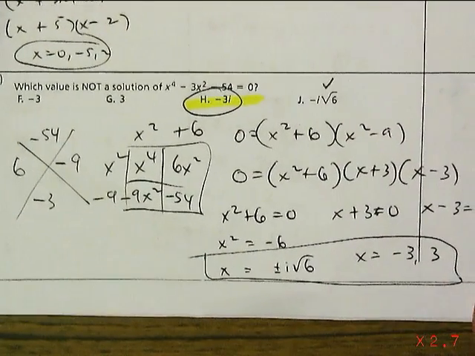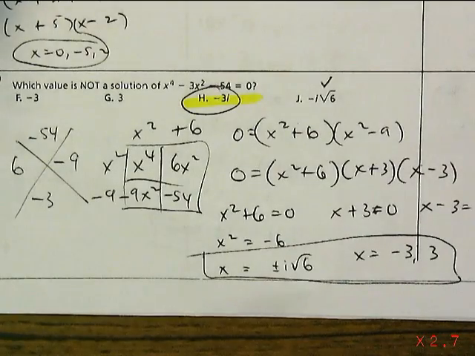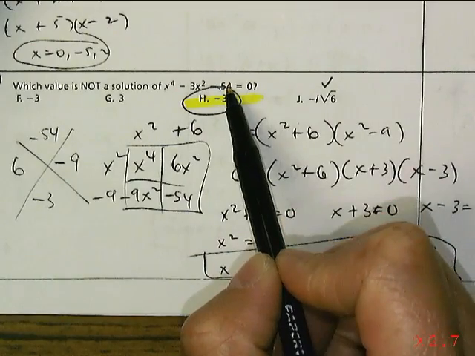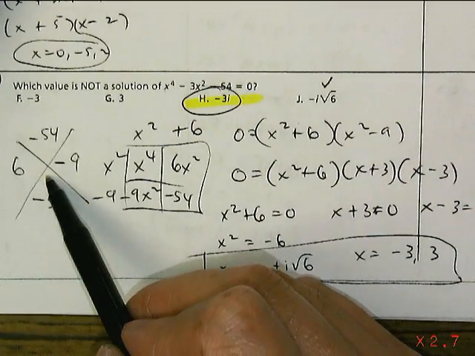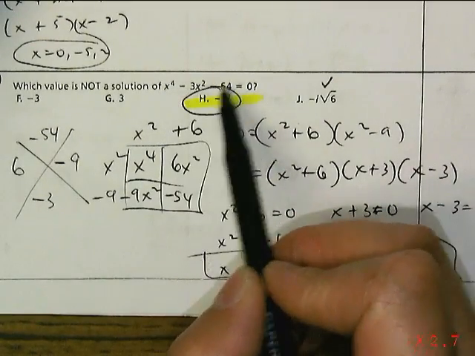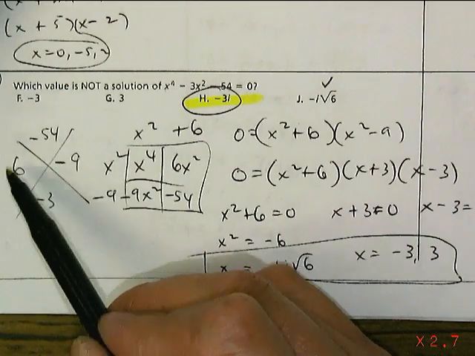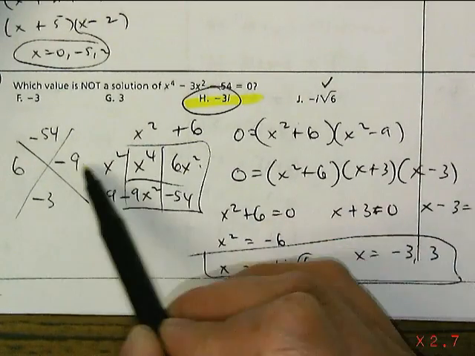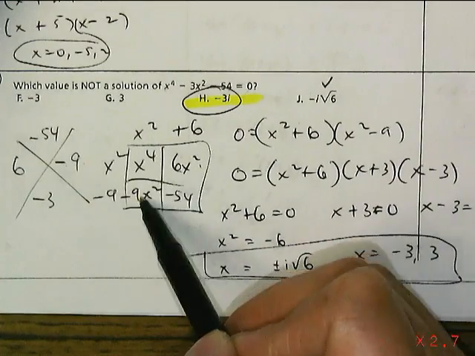Question number 16. Which value is not a solution of x to the 4th minus x squared minus 54? The first thing you're going to do is take this and go ahead and factor that. Your a, b, and c, a times c, and this is your b value. 2 numbers are 6 and negative 9. Here's my positive 6x squared and negative 9x squared. Remember, these 2 terms are splitting the middle one.